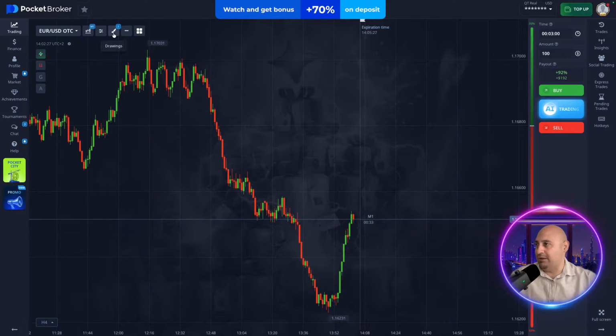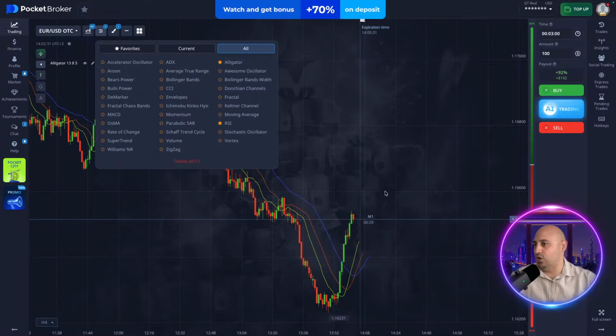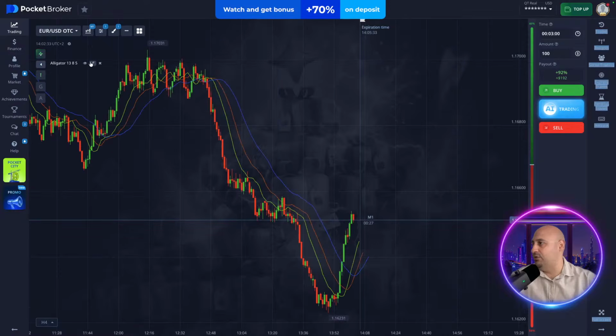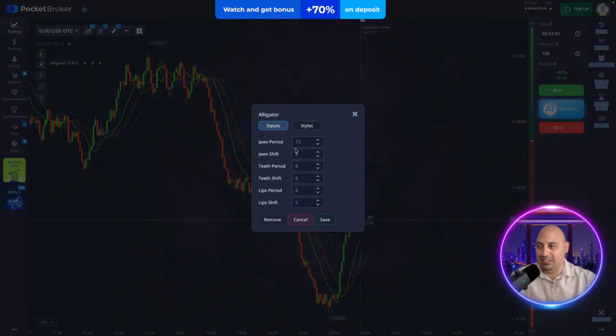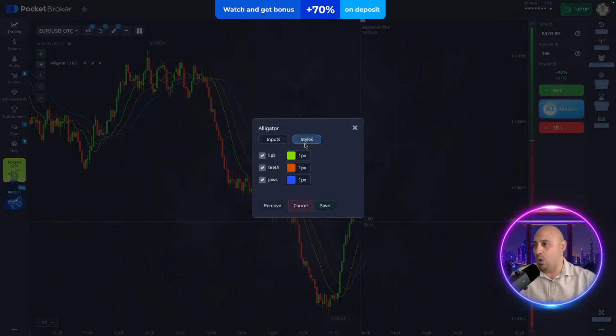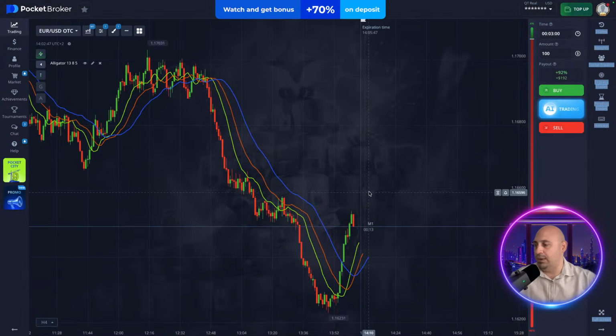Let me apply it on the platform so you see how it looks. There you go. That is the alligator. Let me just make some visual changes. I'm not going to change anything on the settings because this is all exactly how I want it to be. Let's make it 2, 2, and 2. Yep, should be better now.